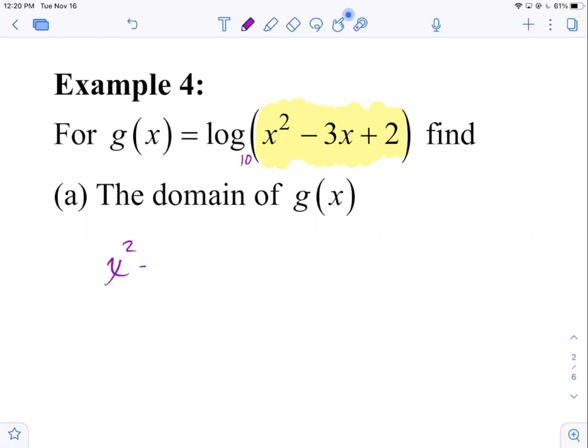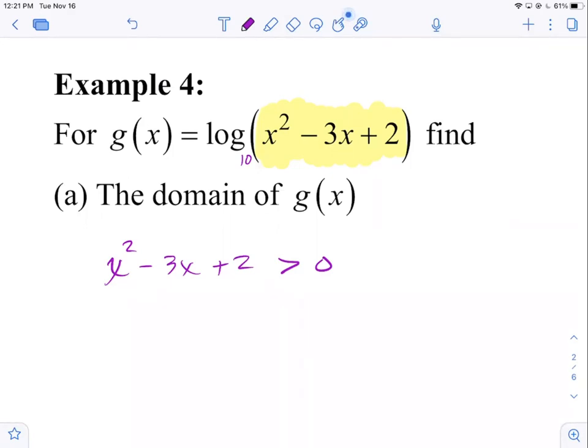So we're going to show our work. We'll set the argument, x squared minus 3x plus 2, and say it has to be strictly greater than 0. Now we ask ourselves, how do we solve that inequality? It's quadratic. Can we solve quadratic inequalities algebraically? No, we can't. We can only solve linear inequalities algebraically, and even then we have to remember to flip the sign when we multiply or divide by a negative. So how do we solve a quadratic inequality if we can't do it algebraically?